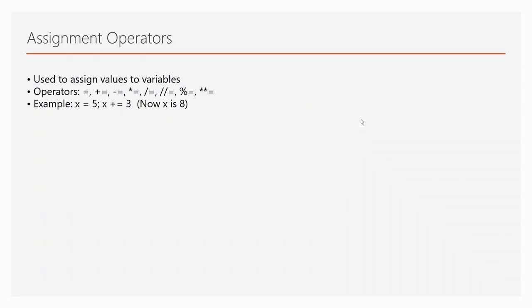Then comes assignment operators. They simplify the code for modifying variable values directly. Okay, so for example you can see here x is equal to 5. Okay, you have x plus equal to 3. So you know what it is, like 5 plus 3 will become 8. So it is basically a shorthand kind of a thing. Instead of writing x is equal to x plus 3, you can just put plus equal to 3.